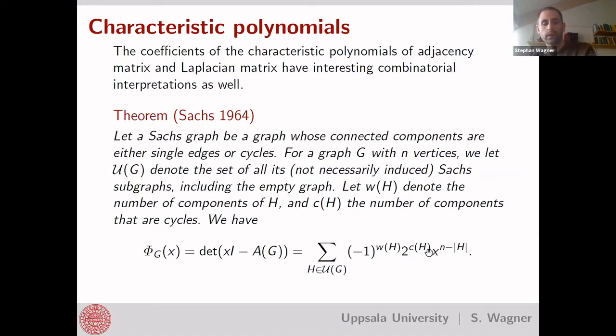A 2 for each cycle, so 2 to the power number of cycles. And then the exponent of x here is n minus how many vertices H has. The empty graph is allowed here as well. So the empty graph H, which has no vertices and no edges at all, is part of that set. So one term here is always the one where H has cardinality 0, c is 0, w is 0. So there is always an x to the n, as it should be.